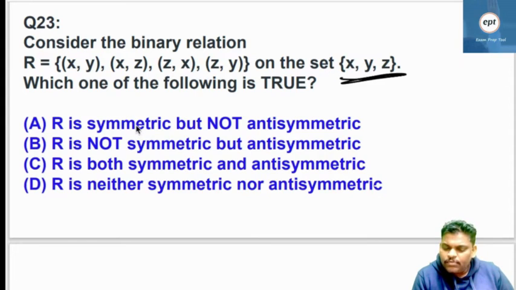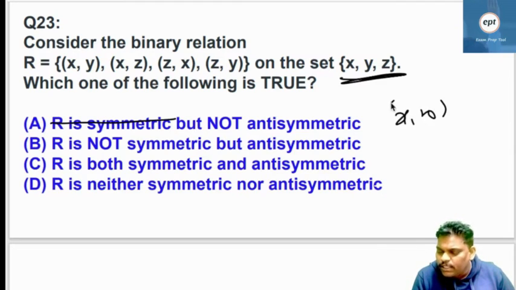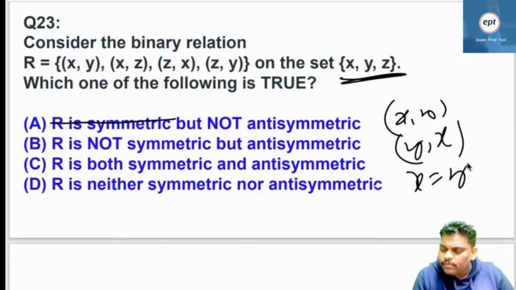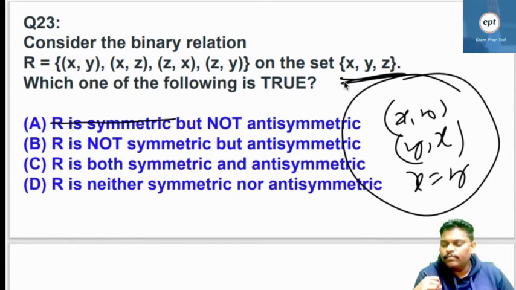If R is symmetric and xy is there, then yx should also be there. No, R is not symmetric. R is not symmetric but anti-symmetric? Can you say what is the meaning of anti-symmetric? Anti-symmetric means if xy is there and yx is also there, then x is equal to y. That is the meaning of anti-symmetric.